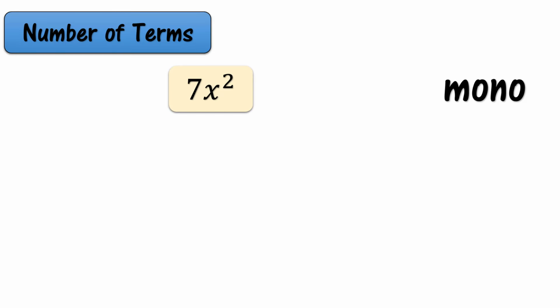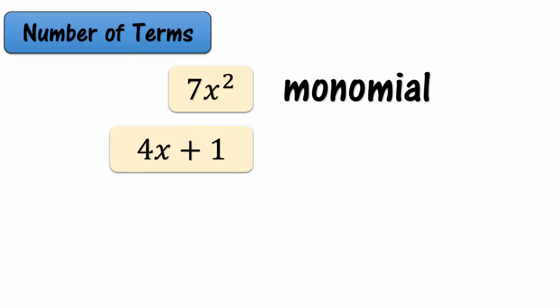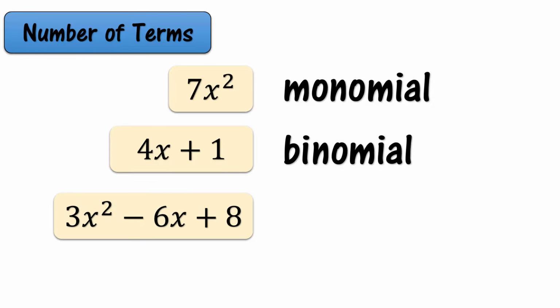Let's consider an expression containing one term. The word prefix for 1 is mono, so an expression with one term is called a monomial. Do you remember what the word prefix for 2 is? There are actually two of them. There's di and there's bi. Algebra uses the latter, so an expression with two terms is called a binomial. What about a three-term expression? If you said trinomial, you're exactly right.